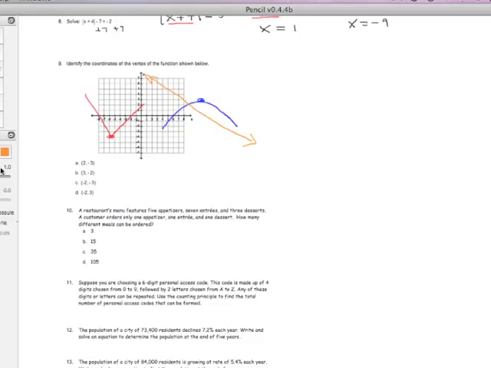Okay, number 10, a restaurant menu features 5 appetizers, 7 entrees, and 3 desserts. A customer orders 1 appetizer, 1 entree, and 1 dessert. How many different meals can he order? Well, there are 5 choices for the appetizer that he could make, times 7 choices he would get for entrees, times 3 desserts. And this is 105.